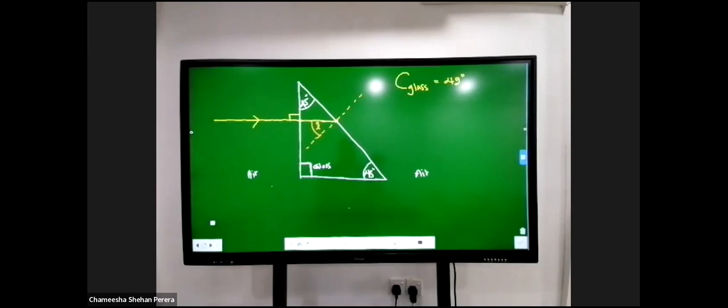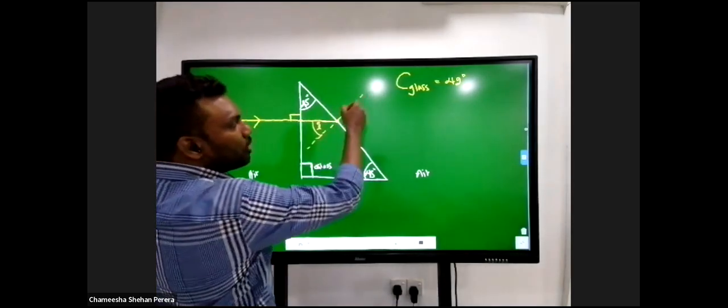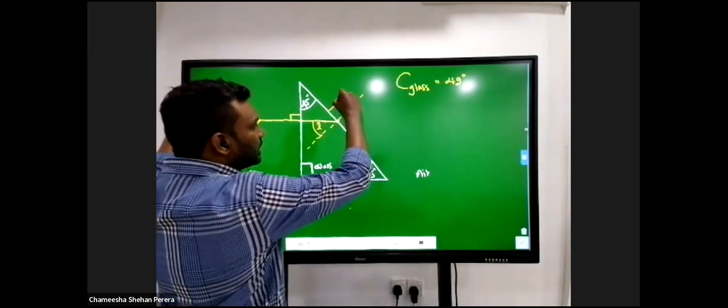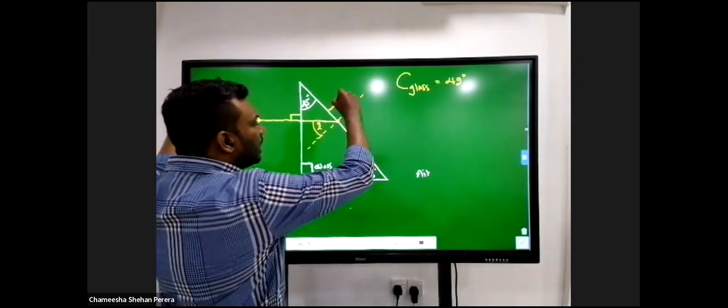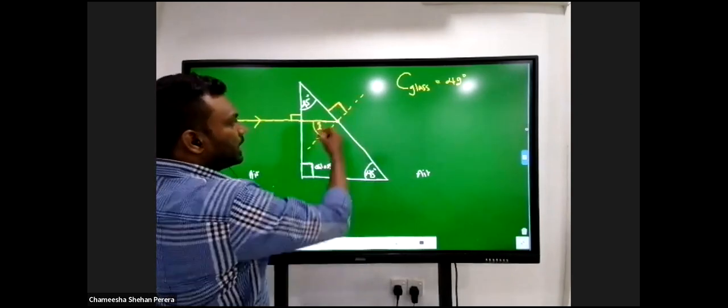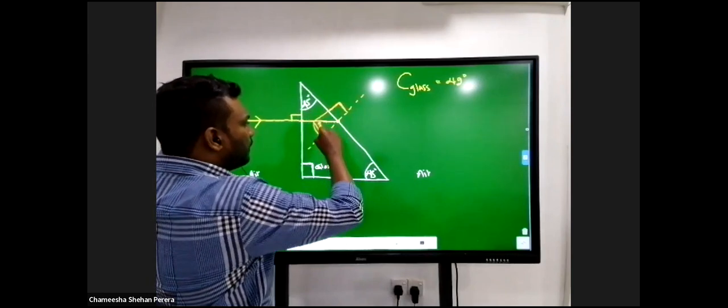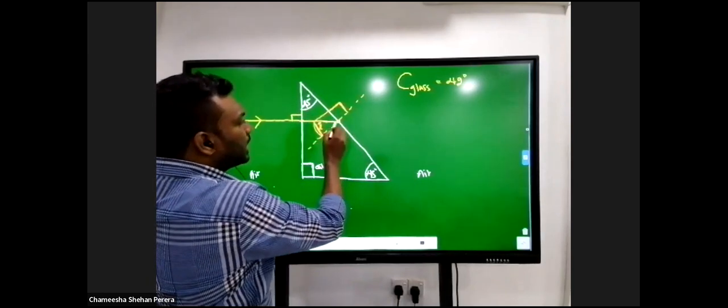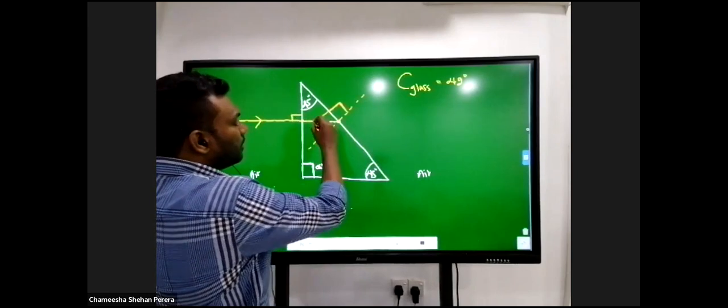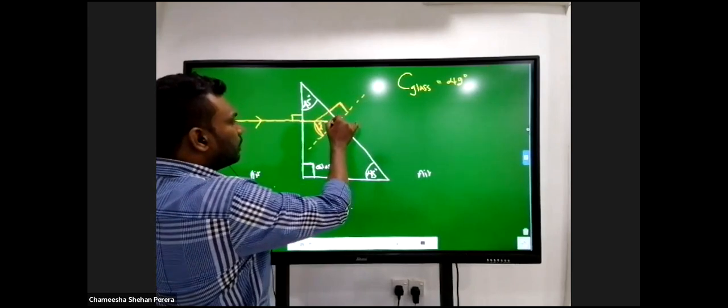Elisha, Upeka, can you understand that the angle is 45? Why? Since I have drawn my normal perpendicular to the interference, on this side also the normal has to be perpendicular to the interference. If it is perpendicular, can you see that the perpendicular line is being equally divided by this?